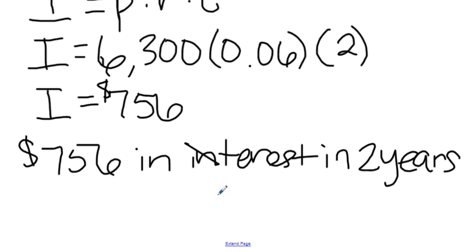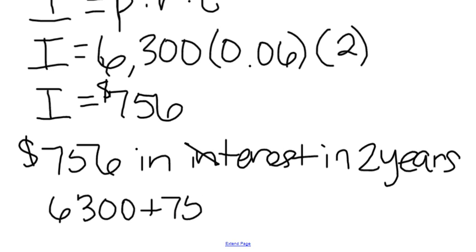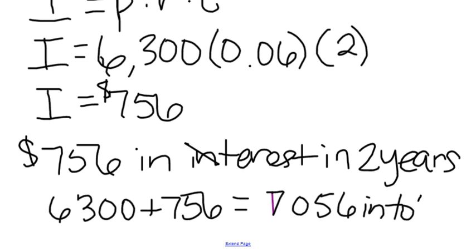So in this example, if they want to talk about how much in total that you will have to pay back, that will have to be your $6,300 plus your $756, and that means $7,056 in total. So that means that if they have to pay back their money in 2 years, you're going to have to give back all that money.